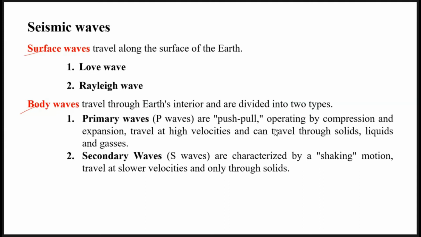In the process of an earthquake, a huge amount of energy is released and the energy is dissipated in the form of waves known as seismic waves. And seismic waves are divided into two parts: one is the surface wave and the other is the body wave.